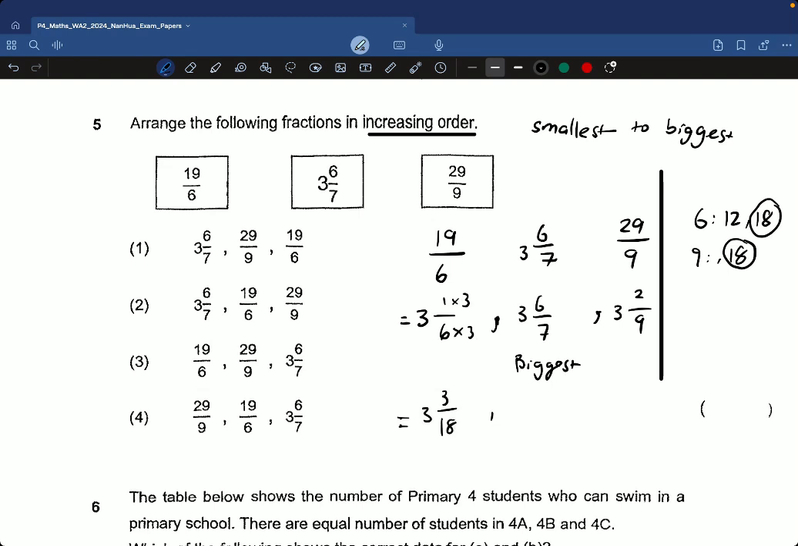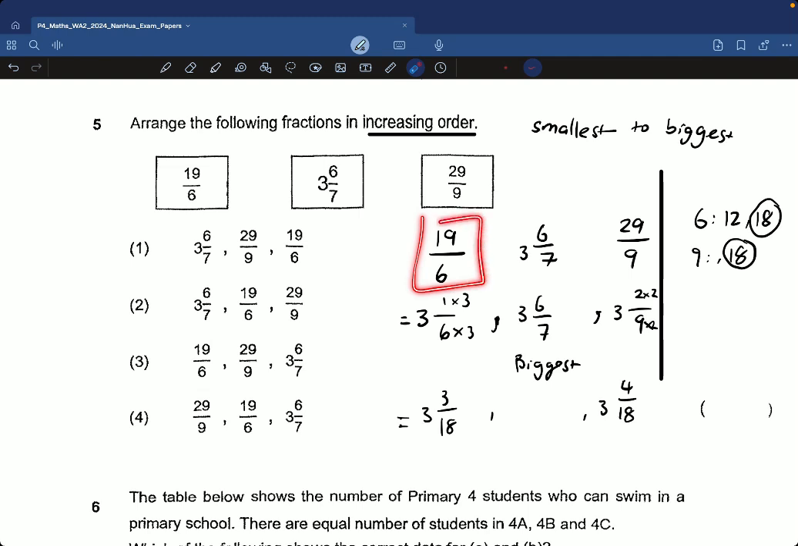And then the other one is 3, since this will be times 2, and we times 2 over here. So this is 3 and 4 out of 18. Now we can compare which one is the smallest. The smallest one is actually 3 and 1 over 6, because it is 3 out of 18 and the other is 4 out of 18. So this is smaller than this one, which means this is the smallest.